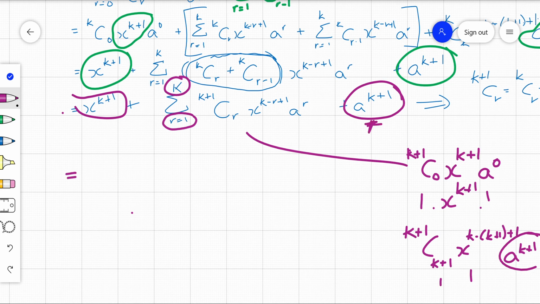So what I'm doing is just putting them all together from r equals 0 all the way to k plus 1 of k plus 1 choose r, x to the k minus r plus 1, a to the r. All right, which should equal our right-hand side. So therefore we can say P of k implies P of k plus 1. Therefore P of n is true for all integers n greater than or equal to 1 by induction. So go through bit by bit and just see if you can do it yourself. Good luck.